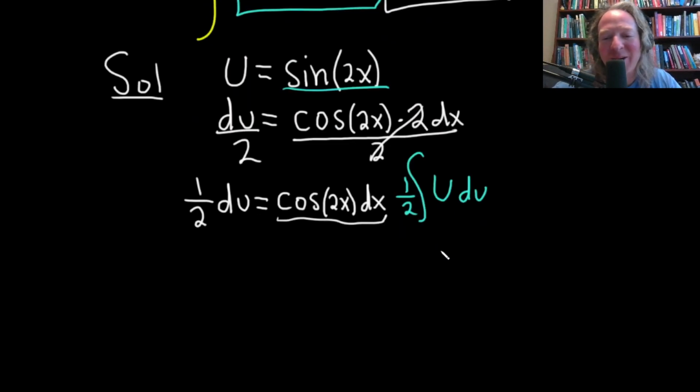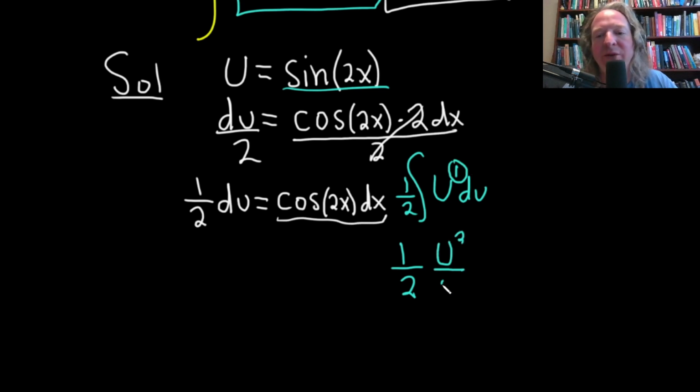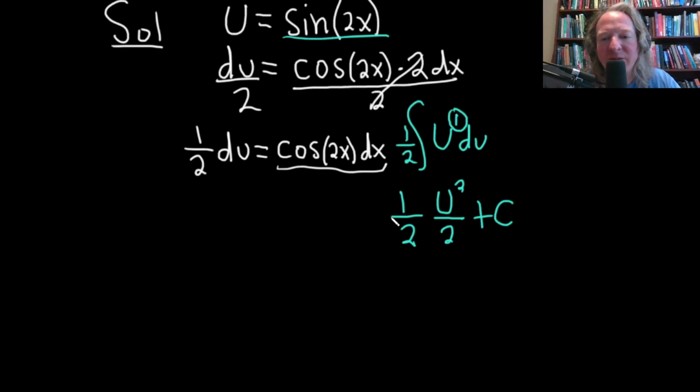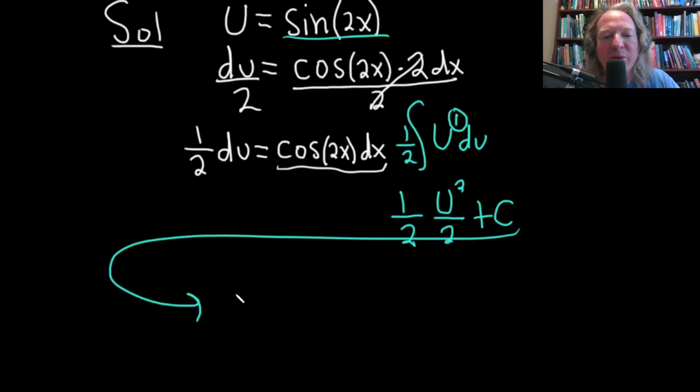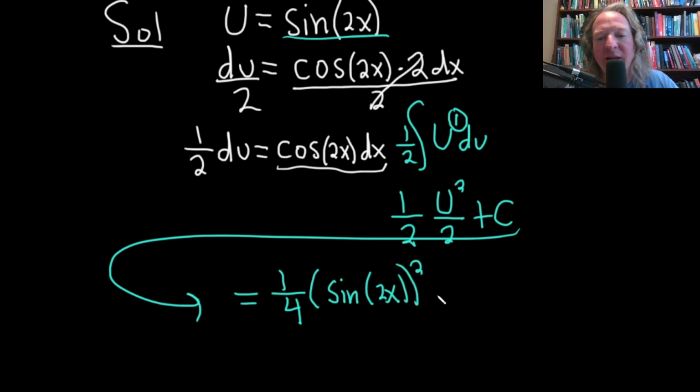All right, now we can integrate this using the power rule. Basically says this is 1/2. You add 1 to the exponent, so that's going to be u squared over 2, and then plus c, which is our constant of integration. So this is going to be equal to, I'm just going to come over here, give myself some more room. 2 times 2 is 4, so this is 1/4. And then u was the sine function, so it's really sine 2x quantity squared, like that, plus c, right?